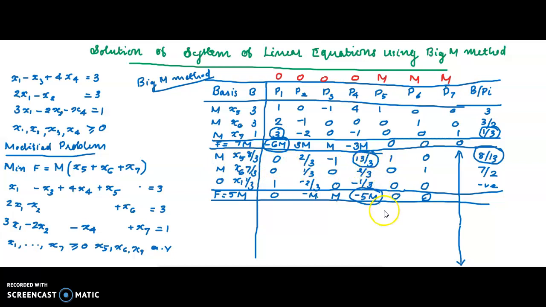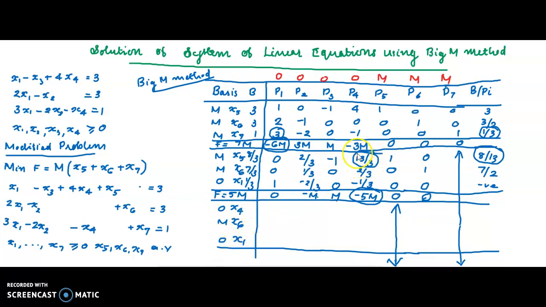x5 was an artificial variable. Therefore, we can leave the column of x5 here. x5 goes out of the basis and x4 enters the basis. Then x6, then x1. Original variables were x1, x2, x3 and x4. x4 coefficient will be 0, x6 is m, x1 is 0.